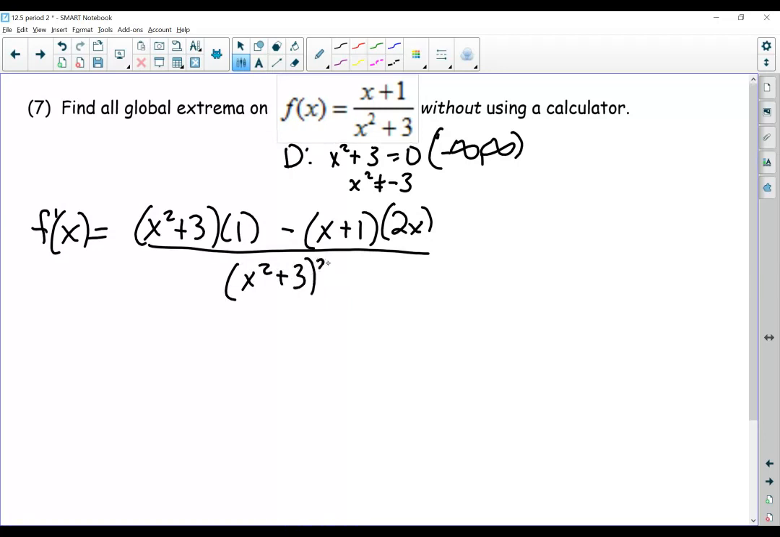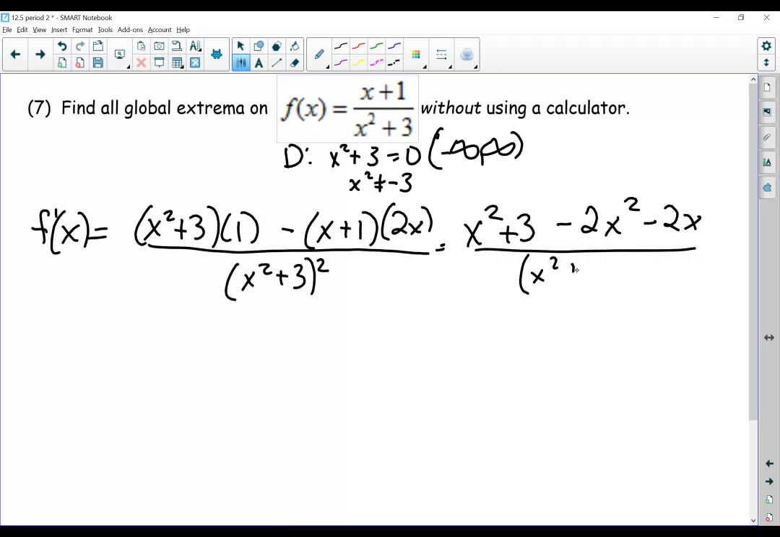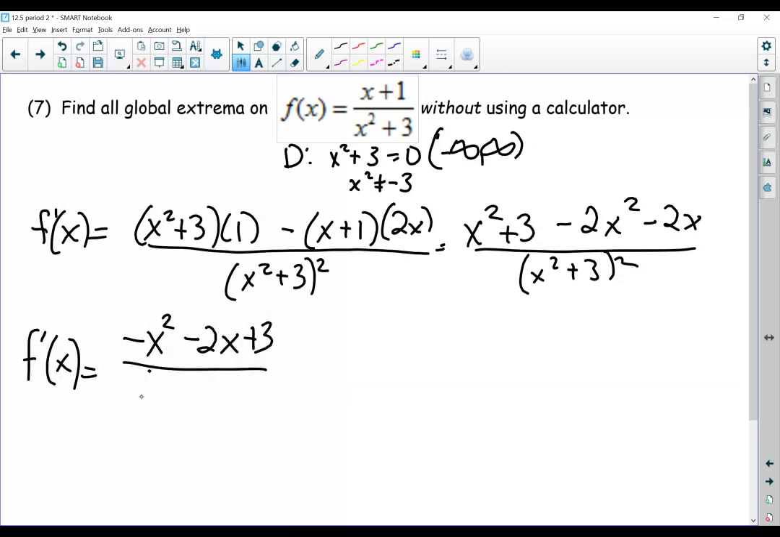Now again, I never touch that bottom. It's completely simplified, but we're going to have to clean up this top. So I get x squared plus 3 minus 2x squared minus 2x over x squared plus 3 squared. If I clean that up a little bit more, I end up with negative x squared minus 2x plus 3 over x squared plus 3 squared.